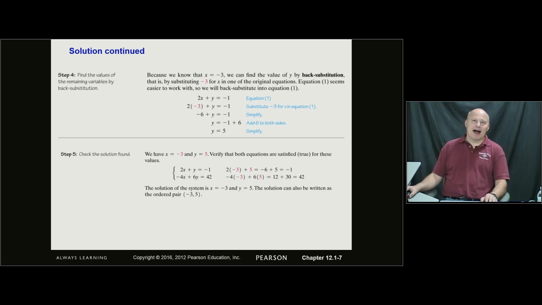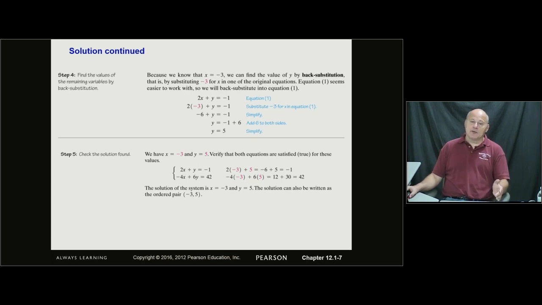Now step 5, I will tell you the truth, I don't really use the check. I don't check it normally unless I have a lot more time at the end of the test. Negative 3, 5 is the solution to both of them. So if you get through step 4, you found the solution unless you made a calculation error along the way. So step 5 is checking against that, making sure you didn't make any calculation errors. So negative 3, 5 is working for both equations. So that is where they're going to cross.